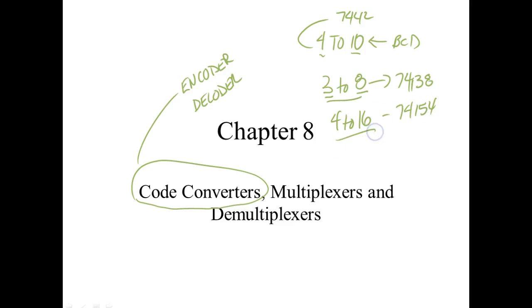You can see this guy's going to be big. Because I mean, so we have 4 pins for binary. We have 16 pins for hex. That's 20 pins right there. So this is going to be in a 24 pin dip, which is a big boy.